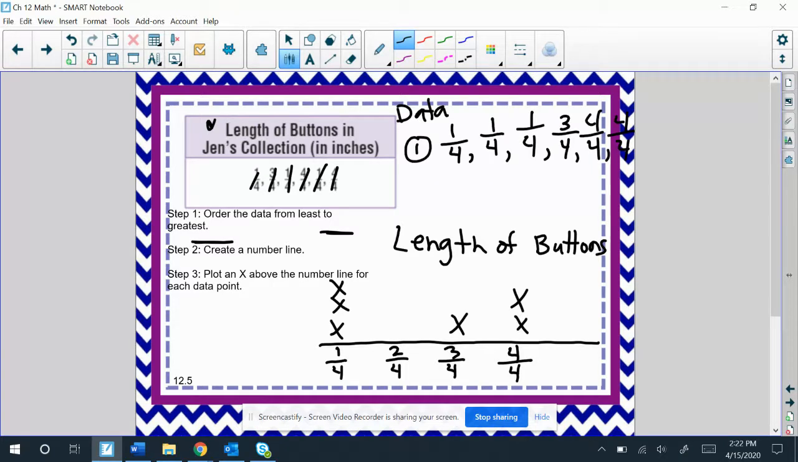Once we have created this plot, we can use it to interpret different things. Maybe I want to know how many total buttons she has. Well, for the total, I would count up every X. 1, 2, 3, 4, 5, 6. I have 6 total buttons. Or maybe I want to know what one's the biggest amount she has. Well, she has 1/4. There's 3 of them. That's the largest amount she has. Different things like that, we can now use this line plot to help us.